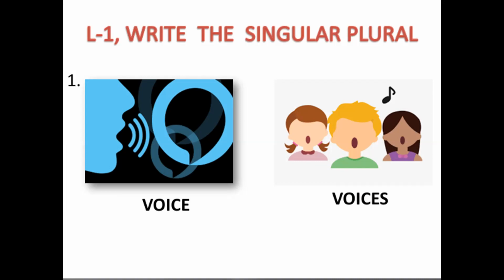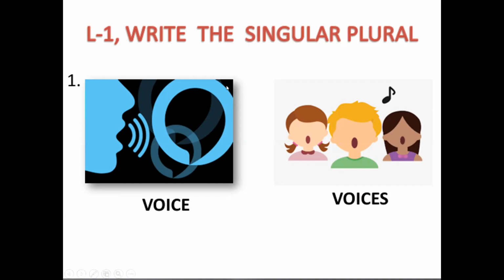Boy, boys. Girl, girls. Chair, chairs. Man, men. Class, classes. School, schools. Mango, mangoes. One mango, many mangoes. One apple, five apples. One boy, three boys. One child, 10 children. So, these are called singular plural. Singular means one. Plural means many, that is more than one.